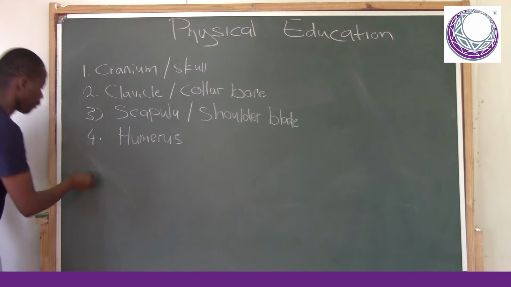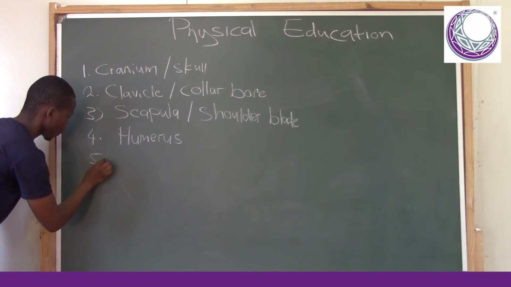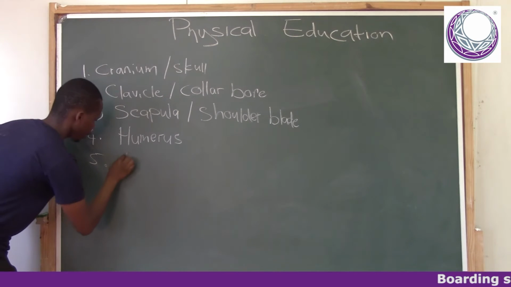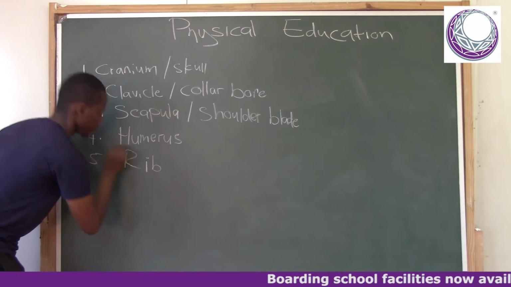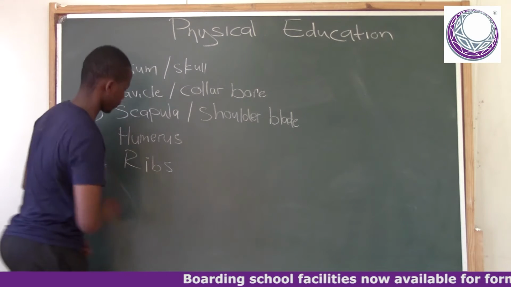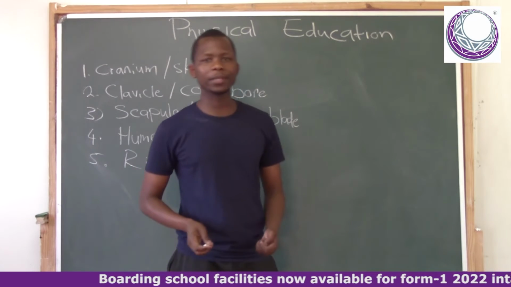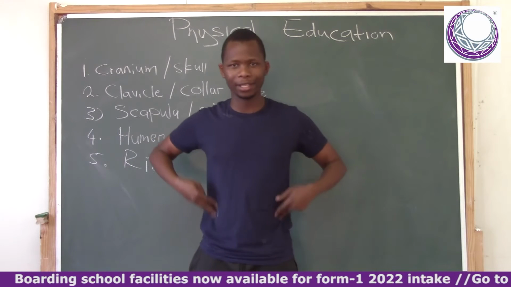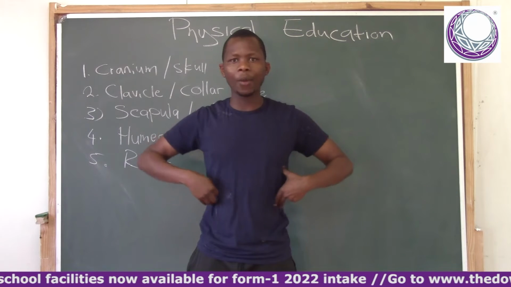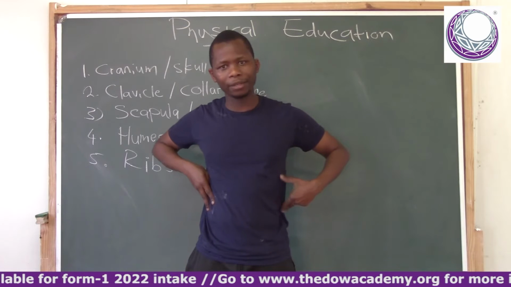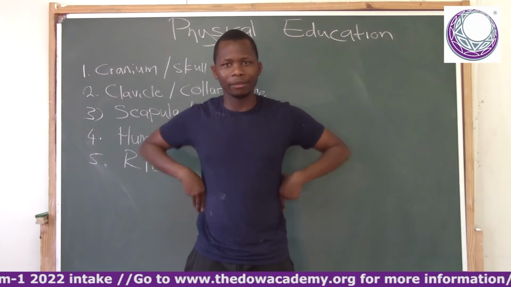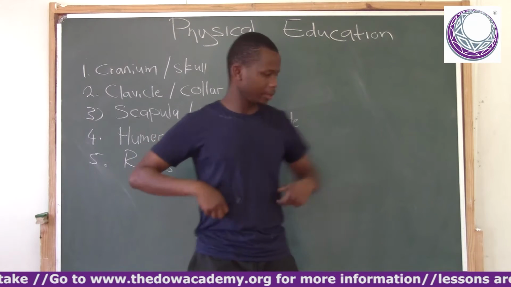Now, the fifth bones are the ribs. The ribs are here. These are our ribs, from both sides, from our left to the right. We have the ribs right here.